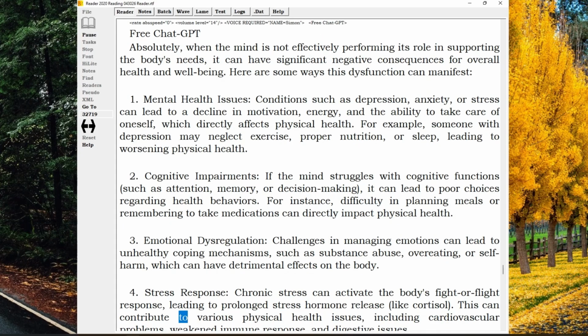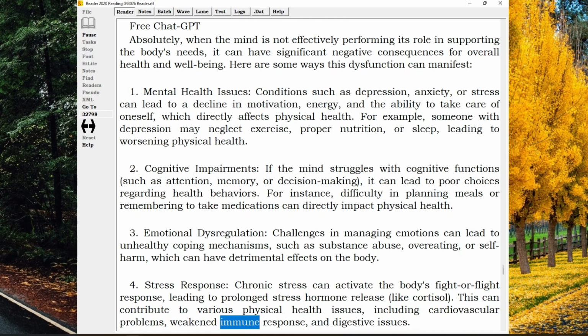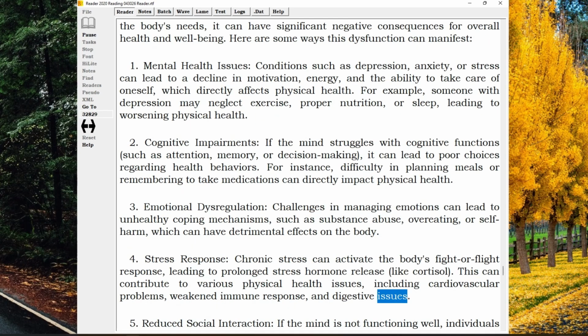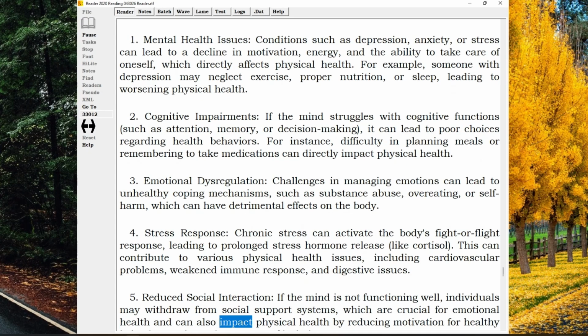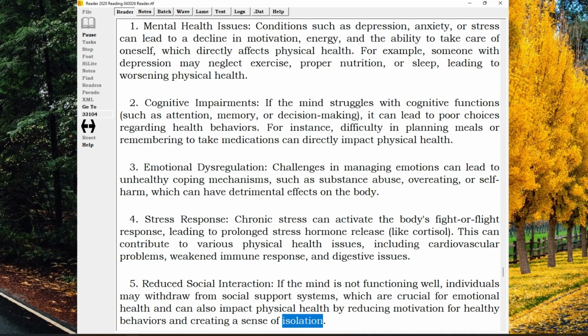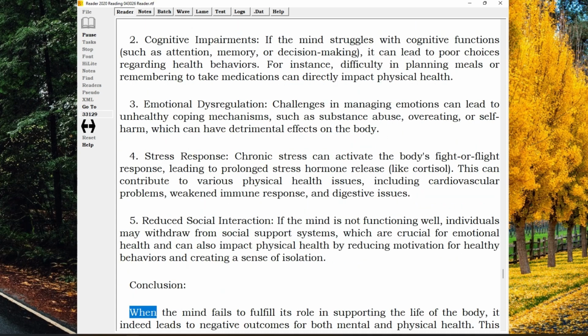This can contribute to various physical health issues, including cardiovascular problems, weakened immune response, and digestive issues. 5. Reduced social interaction. If the mind is not functioning well, individuals may withdraw from social support systems, which are crucial for emotional health and can also impact physical health by reducing motivation for healthy behaviors and creating a sense of isolation. Conclusion. When the mind fails to fulfill its role in supporting the life of the body, it indeed leads to negative outcomes for both mental and physical health.